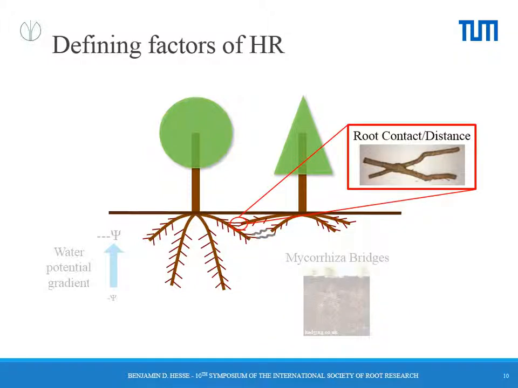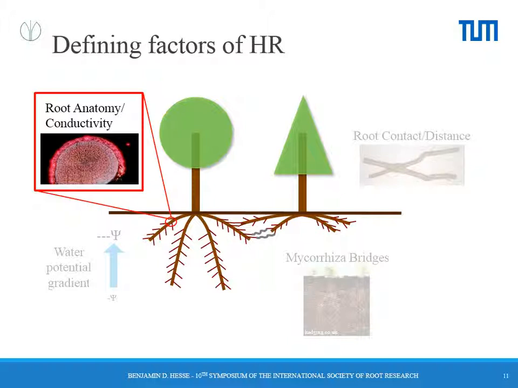Then we thought also it can be that this redistribution is not over the mycorrhiza, but also over the soil. So maybe the root contact or the distance between roots from neighboring trees may play an important role in this effect. And then the last we thought about was actually the root anatomy or the conductivity of the roots, because they cannot distribute more water than they actually can conduct. And this is also where my part in this big experiment was. So I was doing the root anatomy and conductivity stuff.